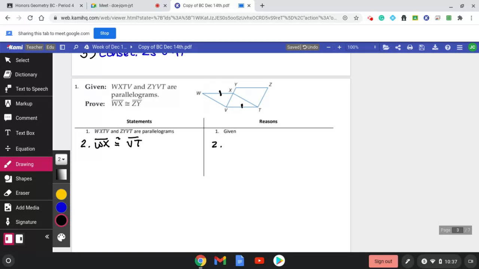The reason? We just applied a property. We wrote this down on Friday multiple times. Parallelogram, and you can use my abbreviation, parallelogram. I'll give you a little street cred. Parallelogram implies, and then you just tell me the property we just used. You guys just used opposite sides congruent. Boom. Good work. So WX congruent to VT. Let's keep rolling.